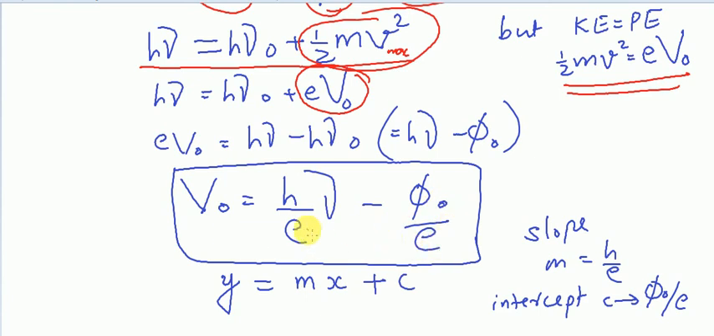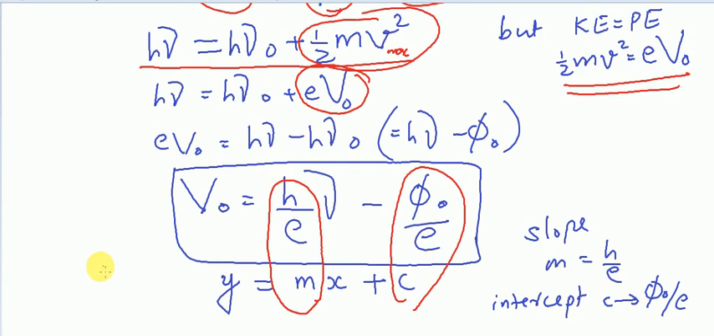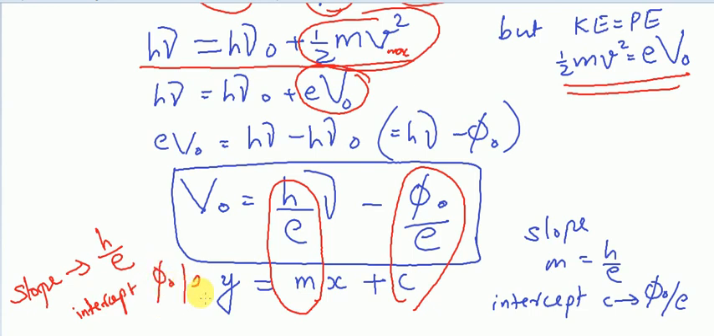This equation resembles the equation of a straight line, y is equal to mx plus c, where m is the slope of the graph and c is the intercept. Comparing this, we find that the slope of such a graph gives h divided by e, and the intercept on the y axis gives phi 0 divided by e. When we draw such a graph, the values obtained are as shown here. So these are the explanations given by Einstein.